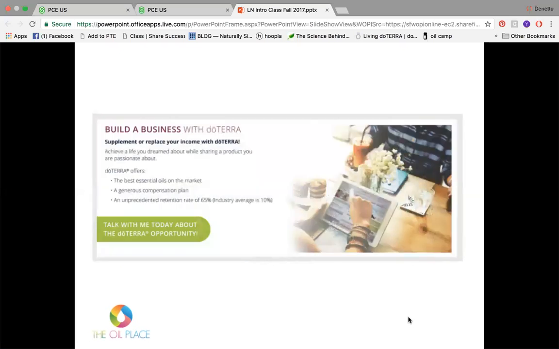So, build a business with doTERRA. Supplement or replace your income with doTERRA. Achieve a life you've dreamed about while sharing a product you are passionate about. doTERRA offers the best essential oils on the market, a generous compensation plan, and an unprecedented retention rate of 65%. The industry average is about 10%. So if you would like to talk with me today about the doTERRA opportunity, I would be happy to send home with you a business consult, and it's going to go over the compensation plan of the 6 different ways that you can get paid with doTERRA.